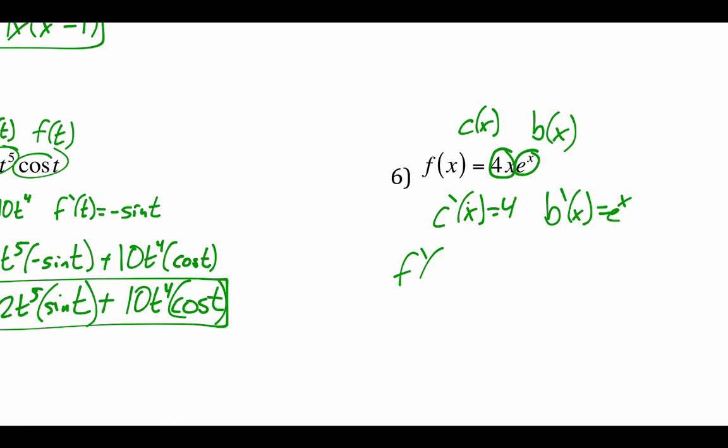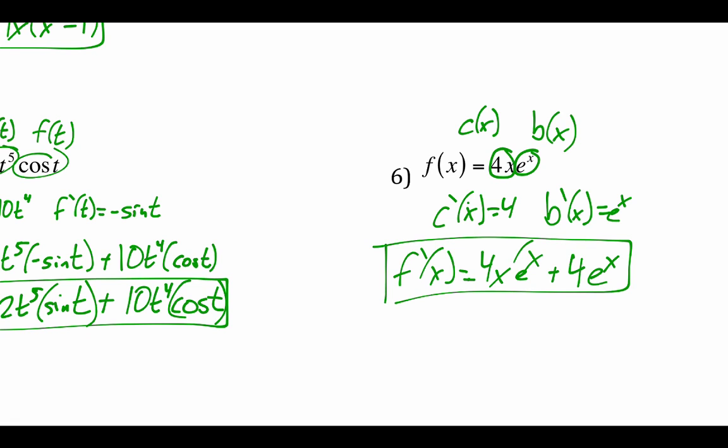So f prime of x is going to be the first function, 4x, times the derivative of the second, e to the x, plus the derivative of the first, 4, times the second function, e to the x. And we can leave it just like that. If it helps you to put parentheses around things to help you remember where they came from, like 4x was its own function, e to the x was a derivative, 4 was a derivative, e to the x was another function, that works for me.